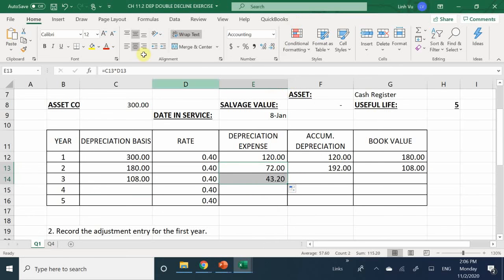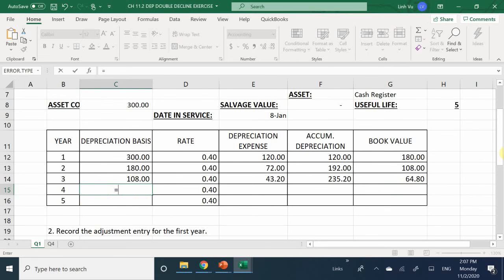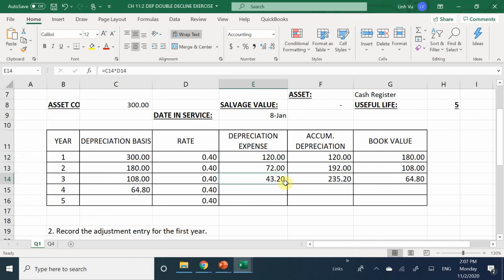$43.20. Okay. Bringing my accumulated depreciation to be $235.20. Good. Bringing my new book value to be $64.80. Okay. So we're going to transfer that over to year 4. If I know my beginning of the year book value for year 4 is $64.80, what's 40% of that? It was $25.92. Good.